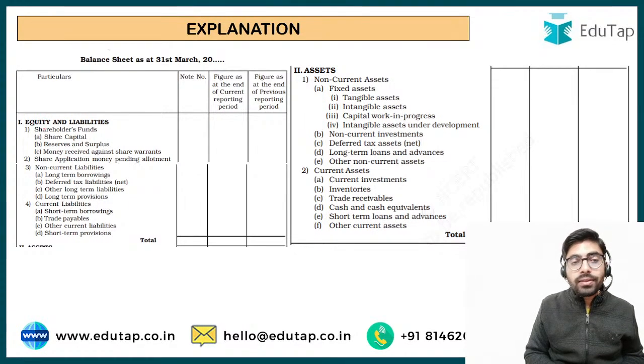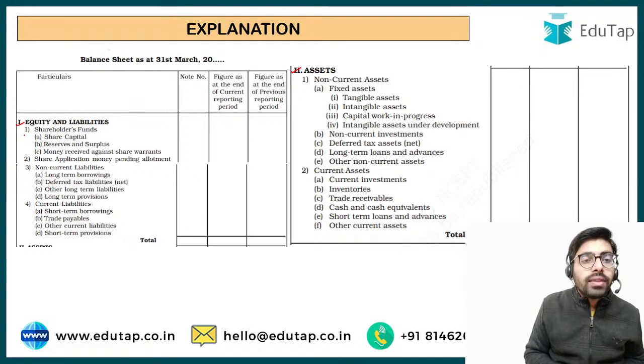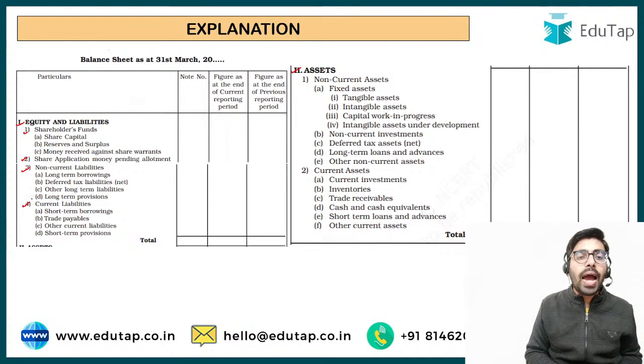So you can see here, on one side equity and liabilities and on the other side we have the assets. Here we have shareholder fund, share application money pending allotment, non-current liability and current liability. So short-term borrowing, trade payable, short-term provision, all of these are current liability.